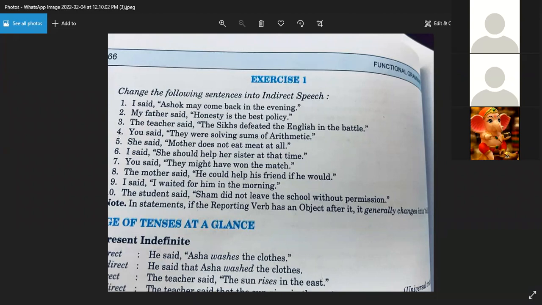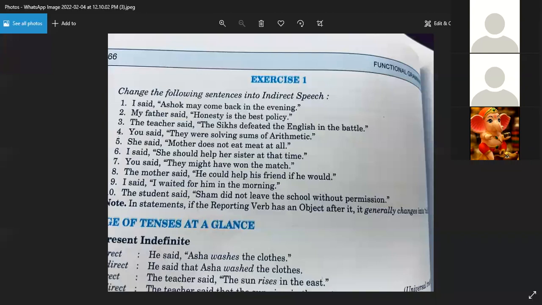Next is, you said to me, I shall not appear in the examination this year. Yes. What will be the answer? You told me that you would not appear in the examination that year. Very good. That you would not. Why shall is not changed into should? Why? Then it would become an obligation. Then it would turn out to be an obligation and we are going to change it into future. This is the reason. Next.